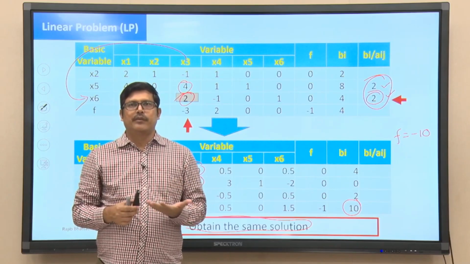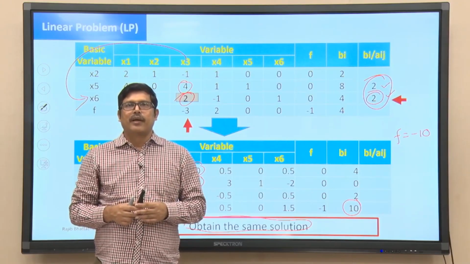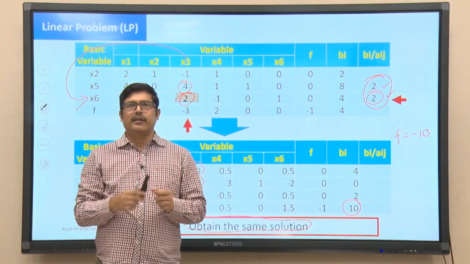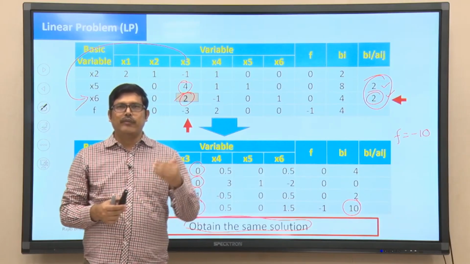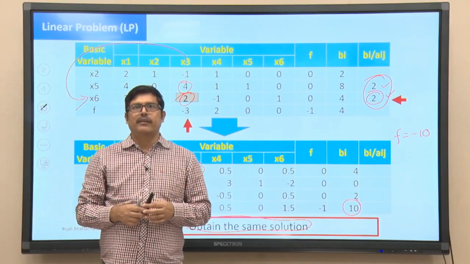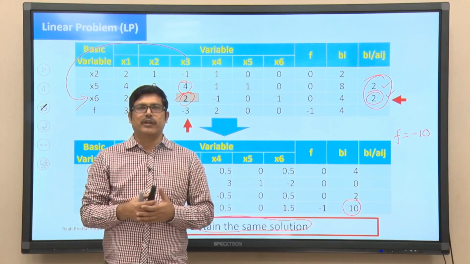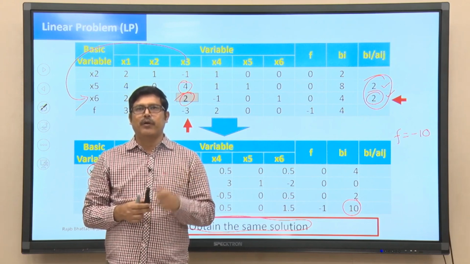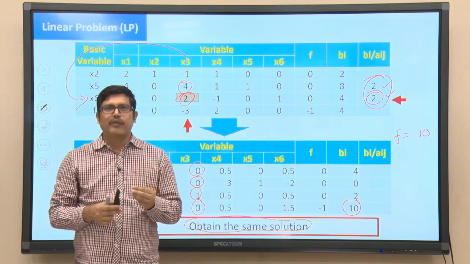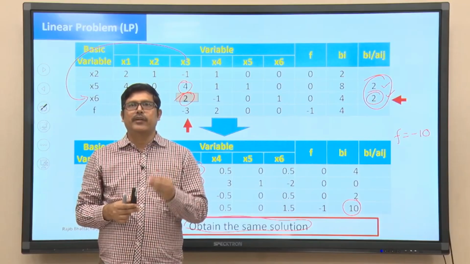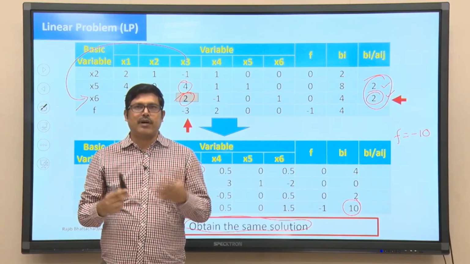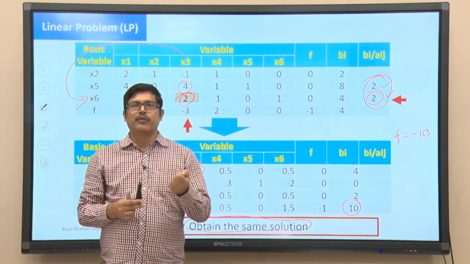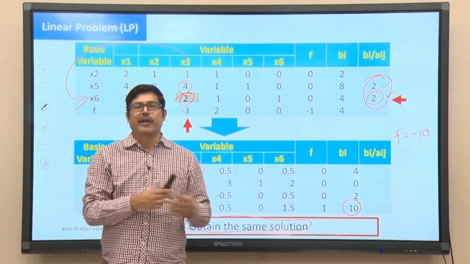So, what is the rule now? The rule is that you check whether there is any negative coefficient in the objective function. If there is any negative coefficient, then you will get an improved solution and we will select the maximum negative value. Okay. So, we will select the variable having the maximum negative coefficient. This is the first rule. That variable will be the incoming variable, and it will come in as a basic variable.